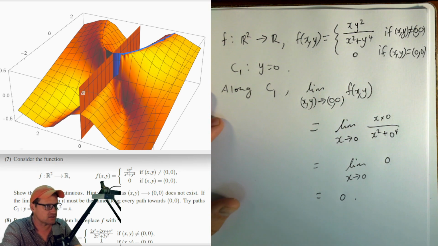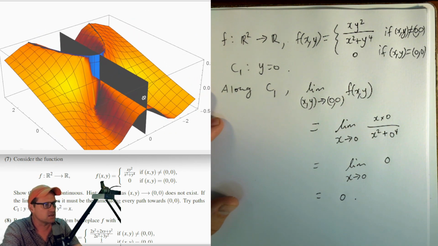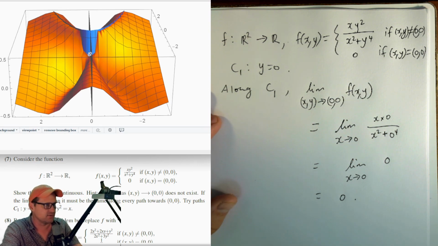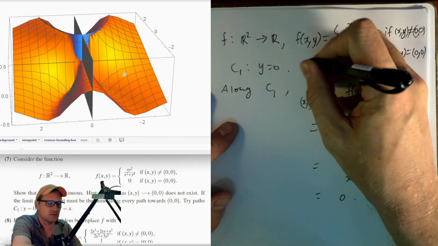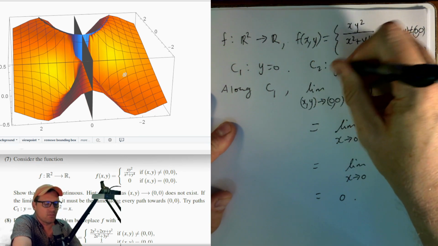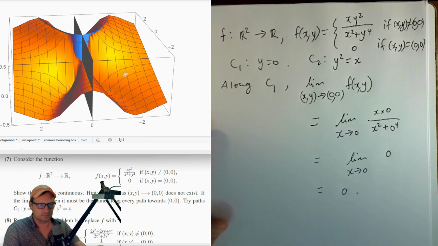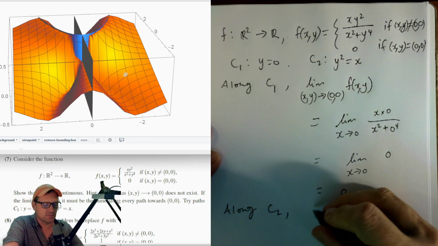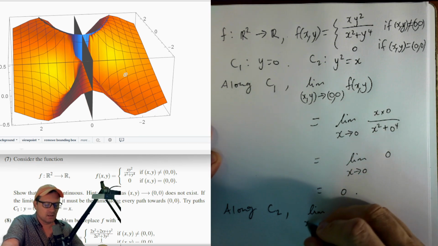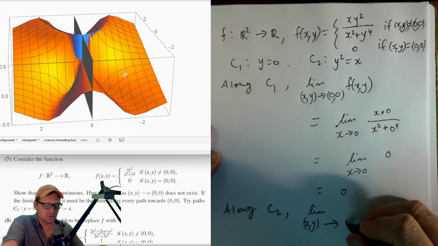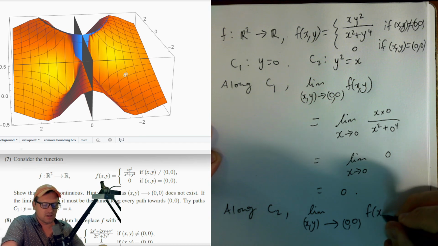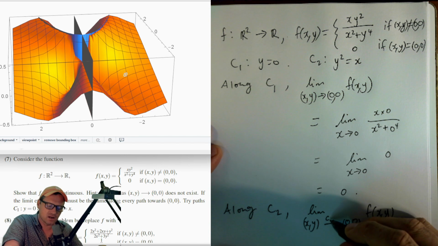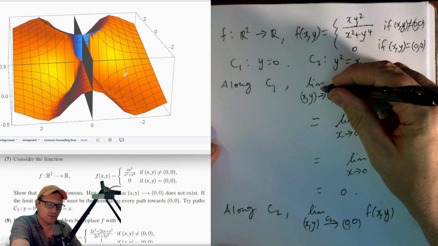So what that's saying, back to the picture here, is that along this path, the limit as xy goes to 0, 0 is 0. Okay, now let's do this along C2, y squared equals x. Okay, so along the path C2, the limit as xy goes to 0, 0, f of xy. Now, you know what? To distinguish these, I often put the path name above the arrow, so I would do that here also.